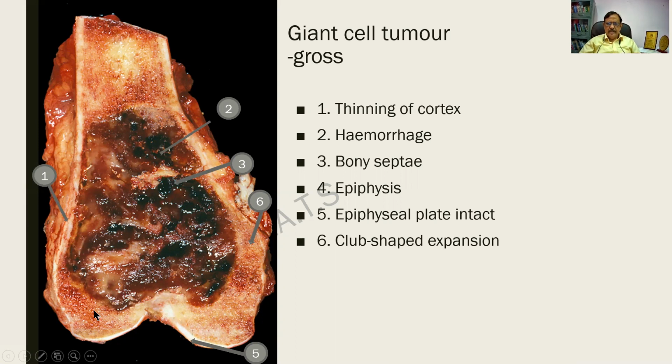Areas of hemorrhage, bony septae are there. And look at the epiphysis. The epiphysis is intact. The tumor does not break it and go into the joint space. At the same time, you find that there is an expansion of the bone, a club-shaped expansion of the bone. So I repeat, it is a hemorrhagic tumor at the end of the bone in the region of the epiphysis, and the tumor is separated by incomplete bony septae. The overlying cortex is thinned out. There is a club-shaped expansion of the bone, and the tumor is limited by means of the epiphyseal plate. This will be the gross description.